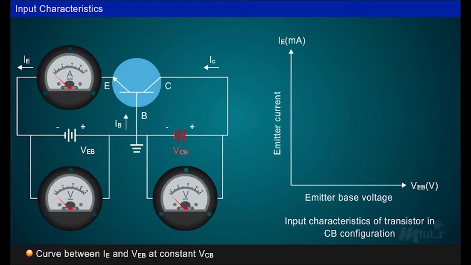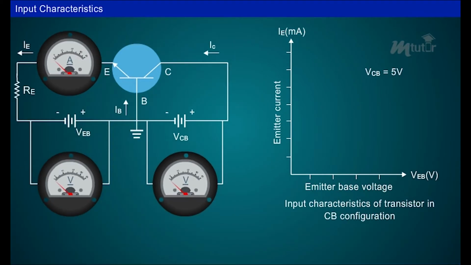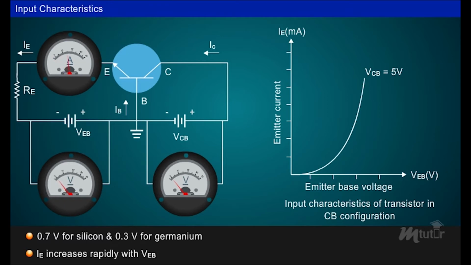collector base voltage VCB. After the cut-in voltage, the emitter current IE increases rapidly with small increase in emitter base voltage VEB. Now, let us plot the input characteristics for VCB equal to 5 volts. After the cut-in voltage, 0.7 volts for silicon and 0.3 volts for germanium, the emitter current IE increases rapidly with small increase in emitter base voltage VEB.